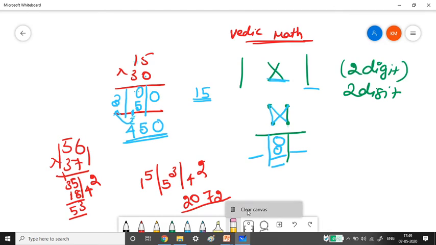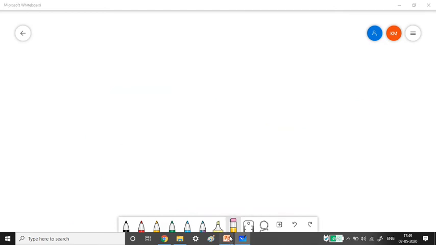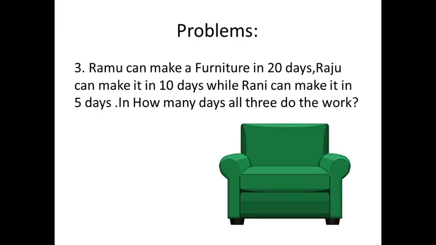I'm just moving on to the next, the third and final problem for this particular video. Here Ramu can make a furniture in 20 days, Raju can make it in 10 days, while Rani can make it in 5 days. If all three work together, in how many days do they complete the work? This is the question.